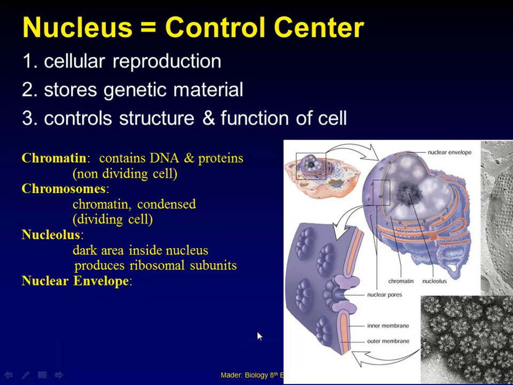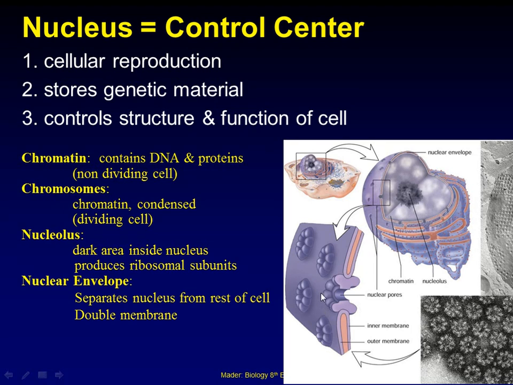The nuclear envelope, if we were to cut this area right here off the nucleus and take a look at it really close, it would look like this. You would see that the envelope, or the covering over that organelle, that nucleus, is actually a double membrane right here. There's a double membrane that kind of folds back on itself.